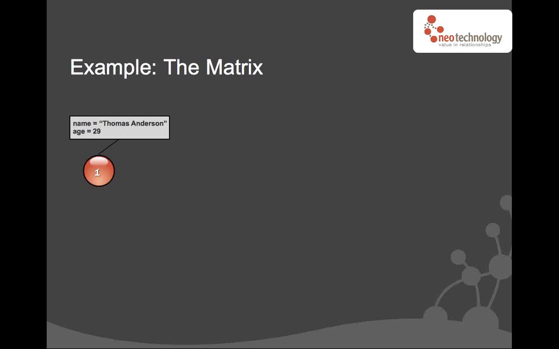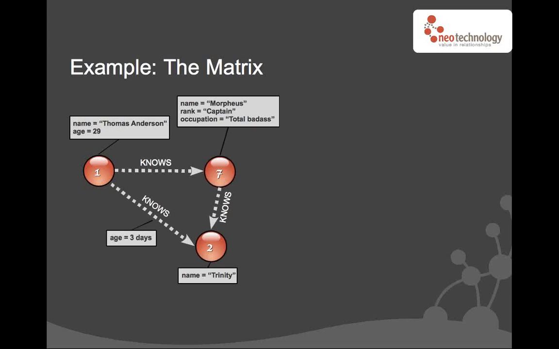Okay, so that's the first step. Identify the entities, represent them by nodes. So other entities that we've identified in our domain here is Morpheus and Trinity. And we attach their attributes as properties. After that, you want to identify how are these entities related to one another. And in this case, Thomas Anderson knows Morpheus and Morpheus knows Trinity, etc.